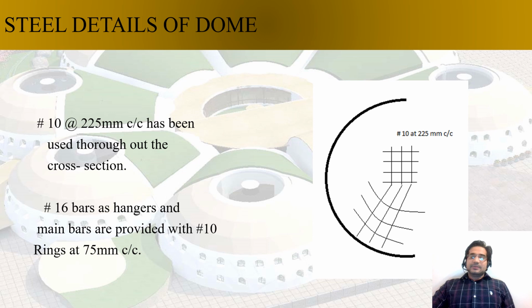Steel details of the dome: number 10 bar was provided at 225 millimeters center to center, used throughout the cross section. So you can see that number 10 bar is provided all around at 225 millimeters center to center. This distance is determined using the design code; we have to follow the design code. And number 16 bar is used as a hanger, and main bars are provided with number 10 rings at 75 millimeters center to center.